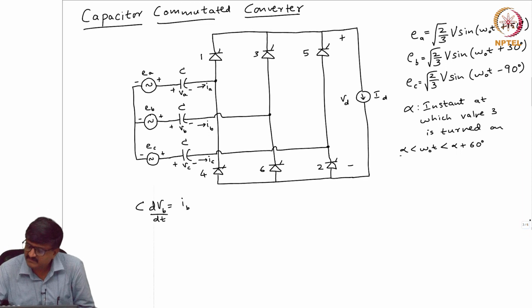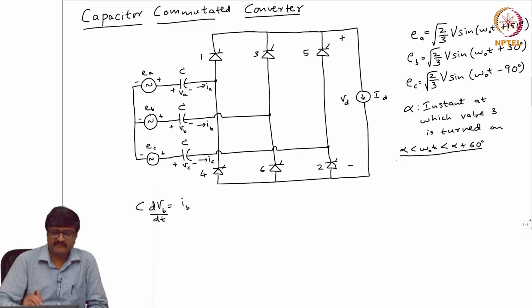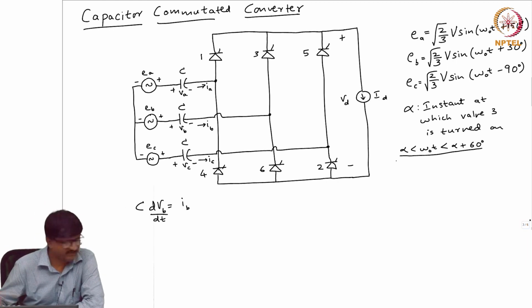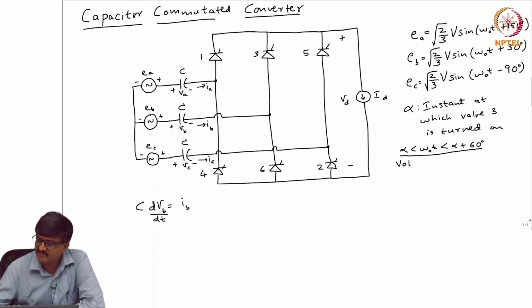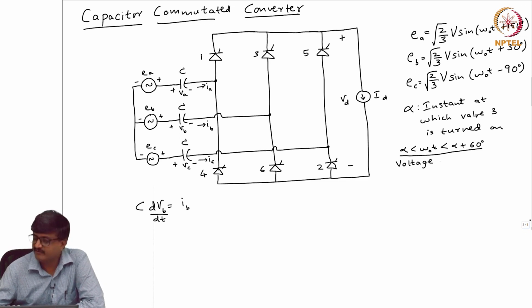Now, for this duration, valve 1 would have just been turned off. Okay. So, what is the voltage across valve 1? It should be negative for a long duration, that is what we want. So, what is the voltage across valve 1 in this interval alpha to alpha plus 60?